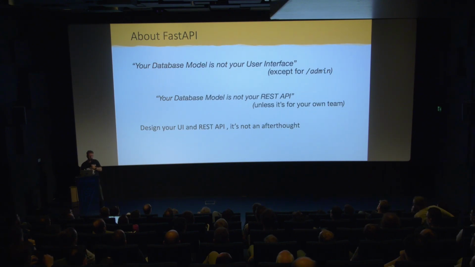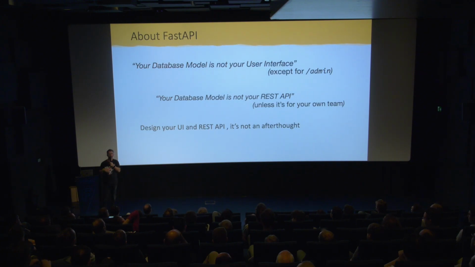Your database model is not necessarily your user interface. It's something I have to tell sometimes to remind myself or my team, right? And also sometimes your database model is not your REST API. So adding an abstraction layer in between is nice. And I would like to do it in a very concise and simple way, just like Django does it, and I think FastAPI does it.